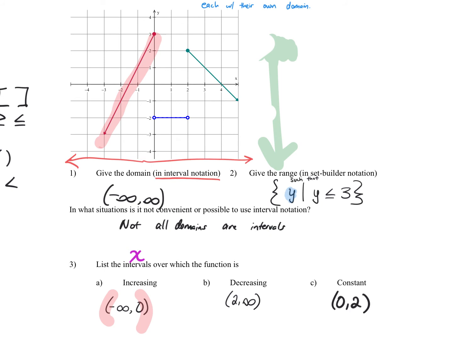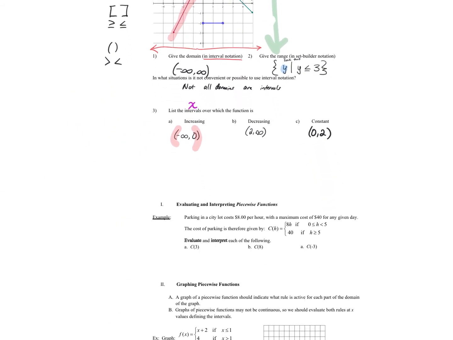When we have an interval of increasing or decreasing, that endpoint is neither increasing nor decreasing, so we're going to exclude it. Okay, so our interval for increasing goes from negative infinity to 0. Our interval of decreasing starts here at 2 and goes over to positive infinity, and that middle flat part is our constant section. All right, let's move on to page 2.